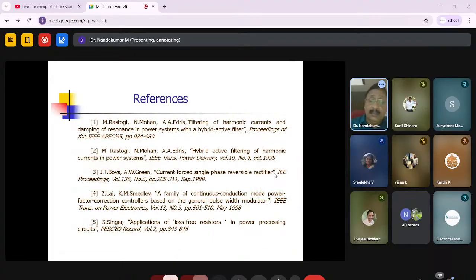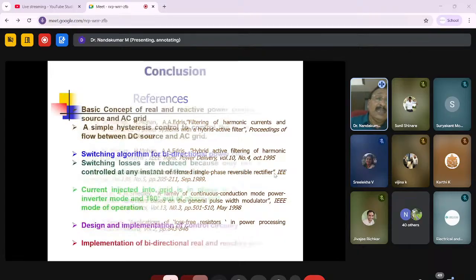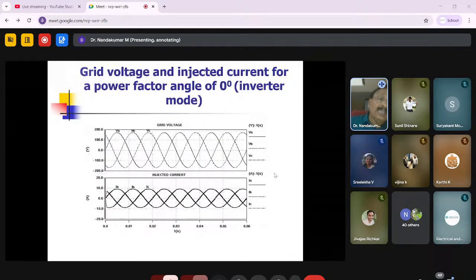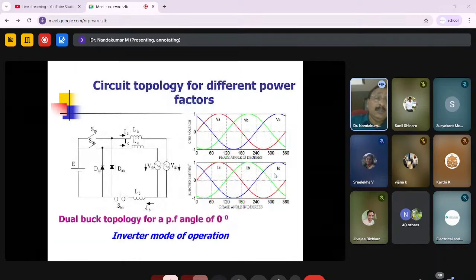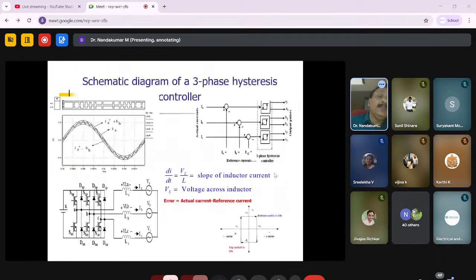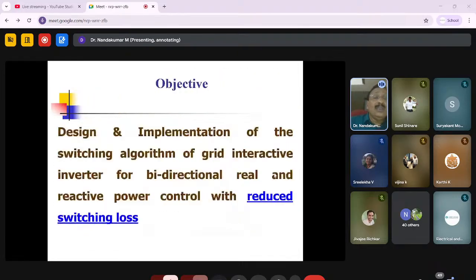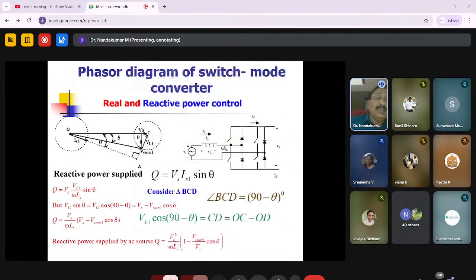Basically, I followed Ned Mohan's book for explaining the first portion. I used that book only. The basic concept is what I explained. If you understood that concept, it is well and good, because that is the basic concept I'm telling: how you can control the power flow between the AC source and the DC grid.